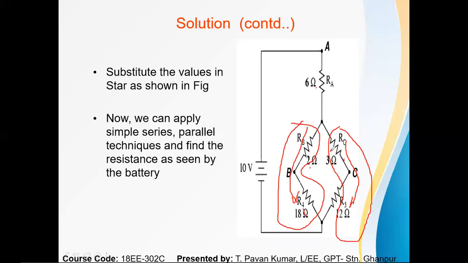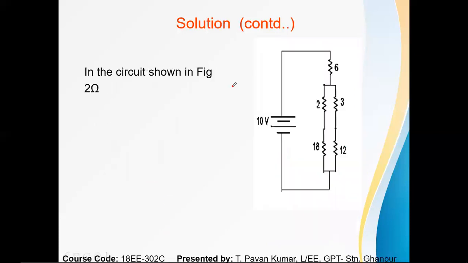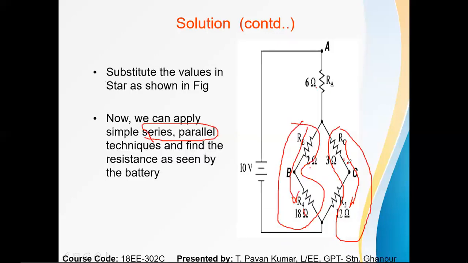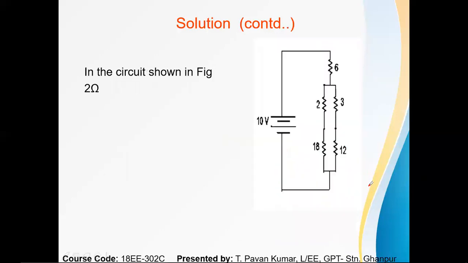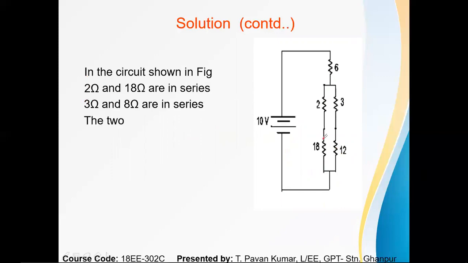Hence, after converting the series, this 3 plus 12 means 15, 2 plus 18, 20. This 20 and 15 will have current diversions. Both have different currents, which means both come under the category of parallel. That is the reason we can apply series and parallel techniques and find the resistance. Let me see the next slide. Right now, this is 18. This is 12 plus 3, which is nothing but 15. 18 plus 2. In the circuit shown in figure, the 2 ohms and the 18 ohms.